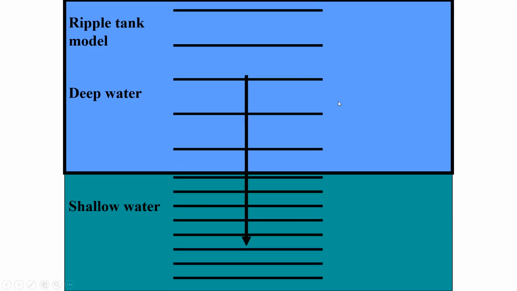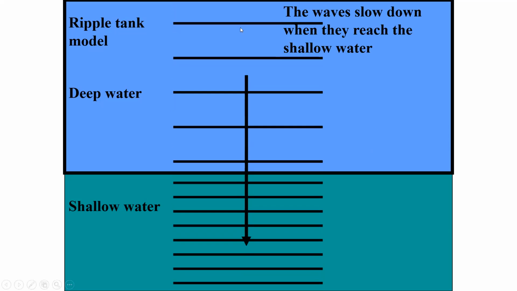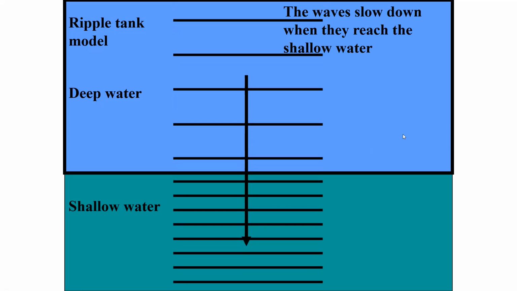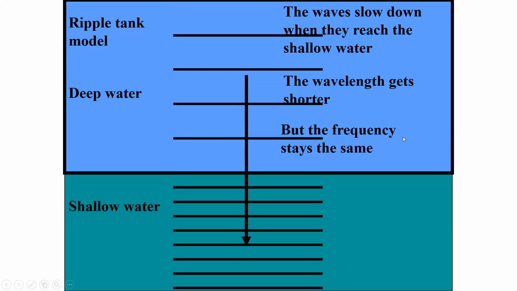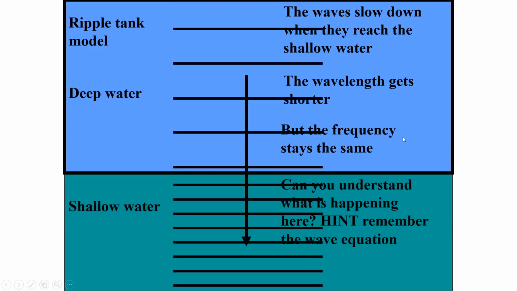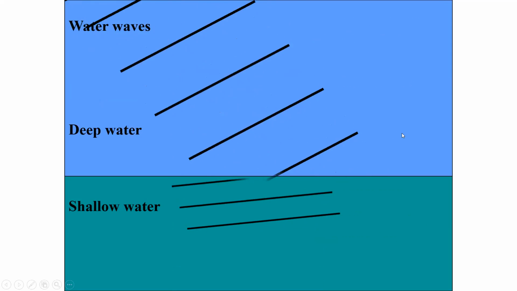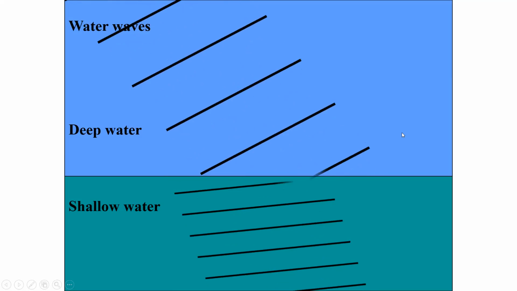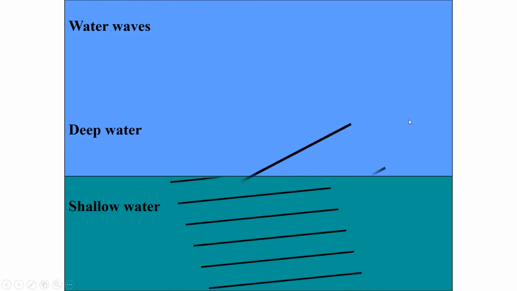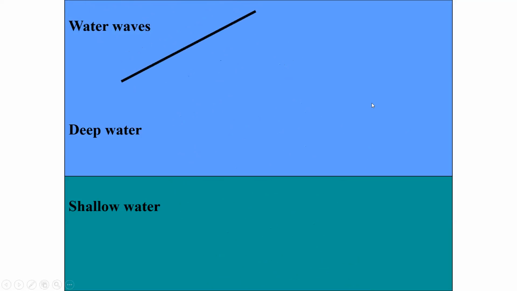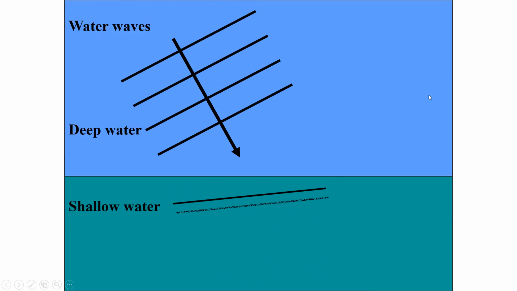So when the wavefronts move from a deep region to a shallow region, they slow down. The wavelength becomes shorter, but the frequency remains unchanged. Now, if the waves are making a certain angle, you can see the wave is incident at an angle. So the part of the wave which is in the shallow region slows down and it also bends. The wavelength decreases and the wave changes its direction when it is making a certain angle.